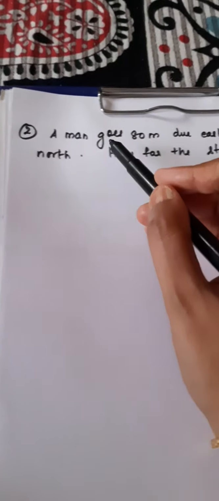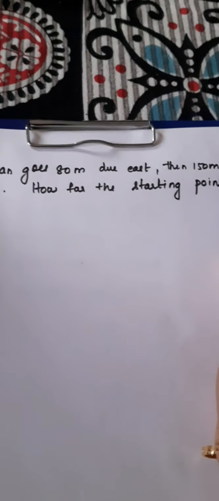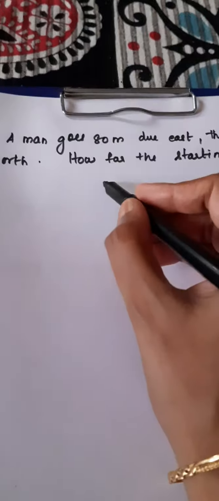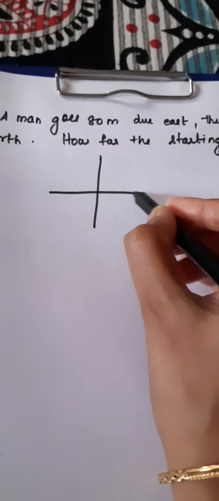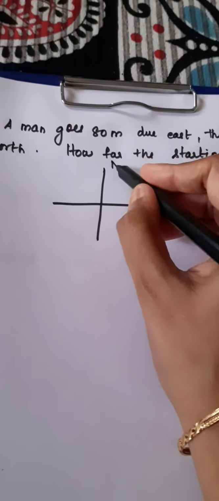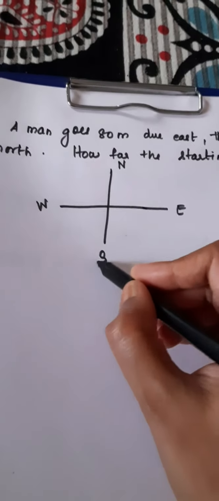Next, question 2. A man goes 80 meters east and then 150 meters north. So how far is he from the starting point? We need to draw the directions first: east, north, and the opposite sides are west and south.